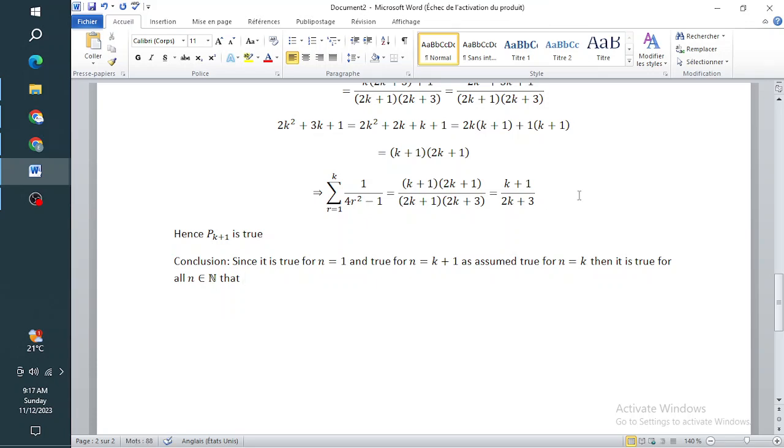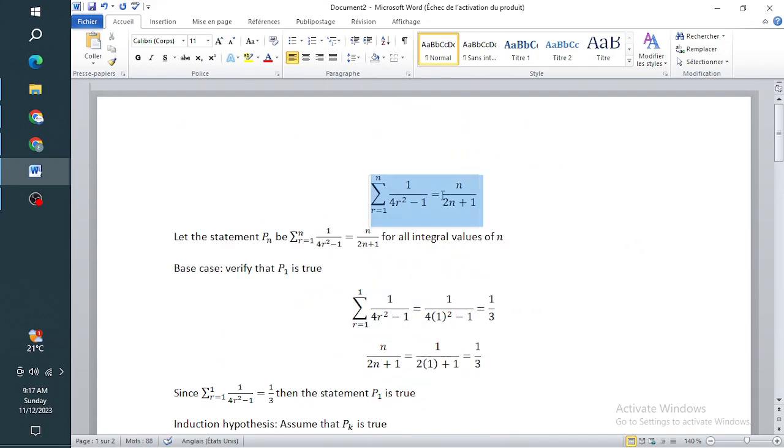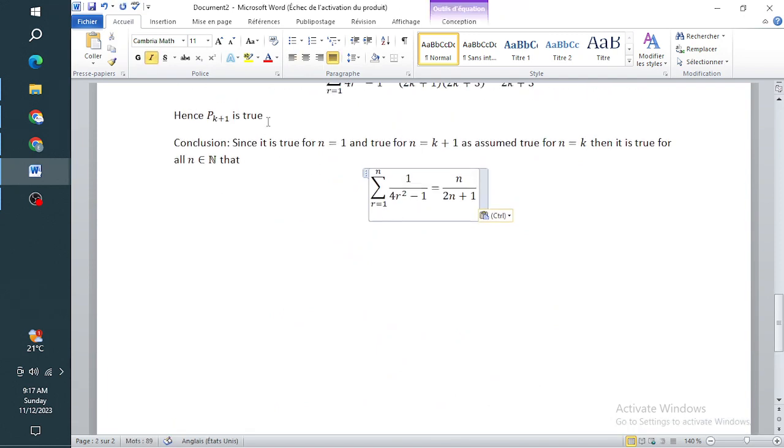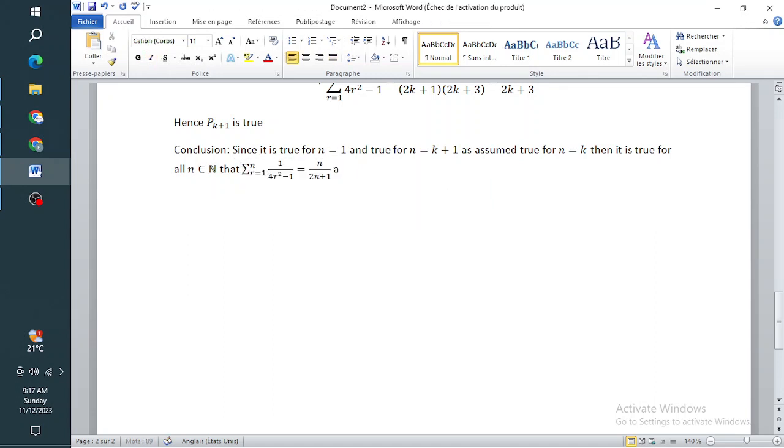That's, let's just go and copy what we're proving, that this, that is the sum from r equal to 1 to n of 1 on 4r squared minus 1 is equal to that, as proven by mathematical induction. So that completes the induction process.